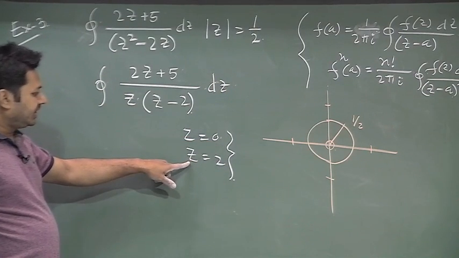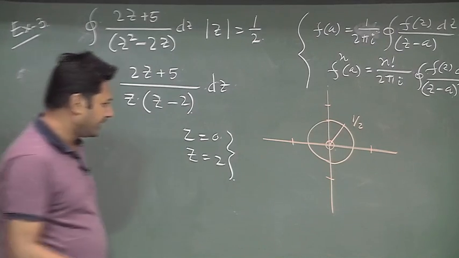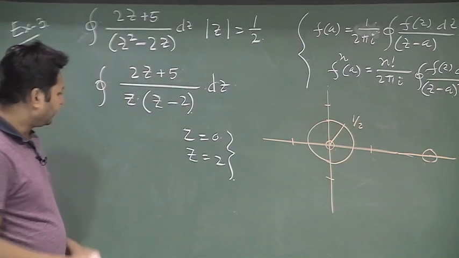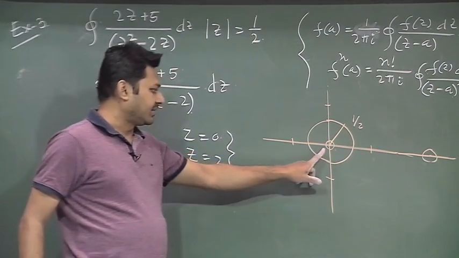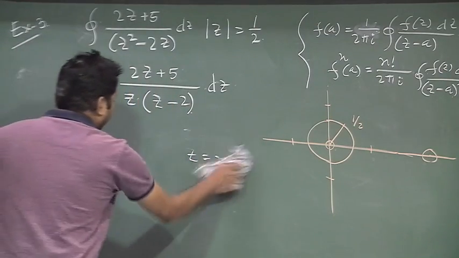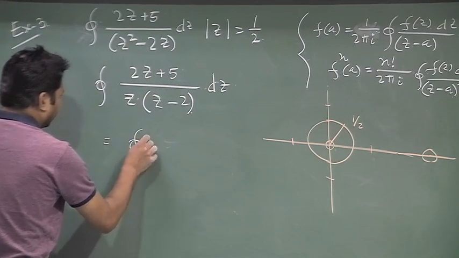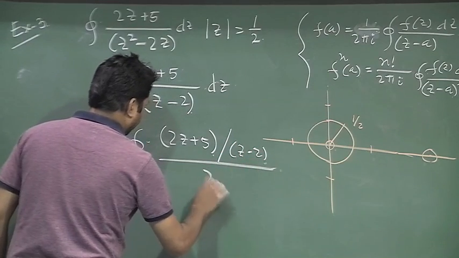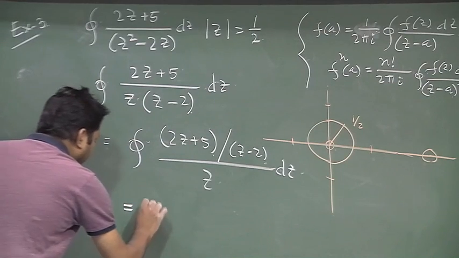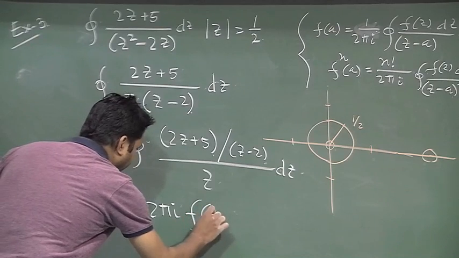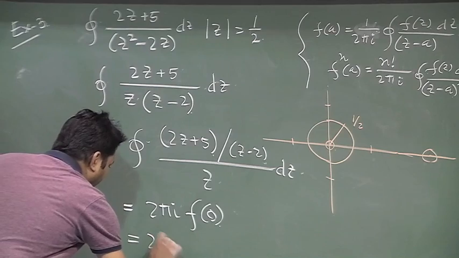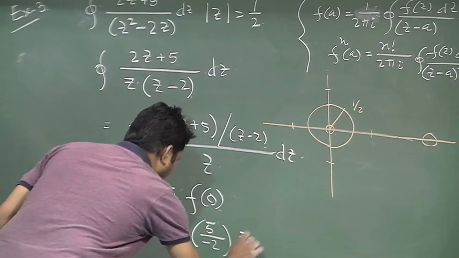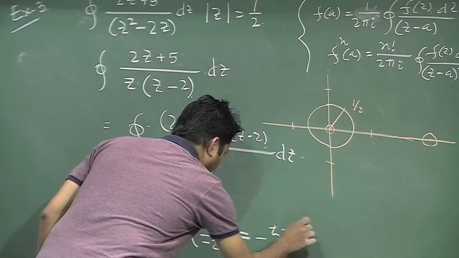But my region suggests that the z equal to 2 point is outside. The z equal to 2 point is somewhere here, because this is 1. So, it is well outside the region. But the z equal to 0 point is inside. So, I can rewrite this integration like this: 2z plus 5 divided by z minus 2, divided by z, dz. What will be my answer? My answer will be 2 pi I multiplied by the function at the 0 point. So, 2 pi I, and this function at 0 means I have 5 by minus 2. So, my result will be minus of 5 pi I. So, this is the result.